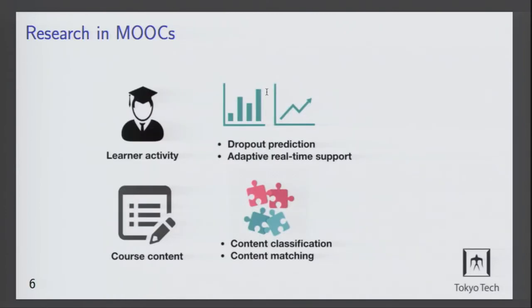So in our team, we categorized research in MOOCs into several categories and identified two major ones. The first category is concerned with analyzing learner activity data, for the purpose of predicting dropouts, for example, or for the purpose of providing adaptive support to learners. The other approach to MOOC analysis is based on the course content analysis. This course content analysis can be applied to a wide range of applications.